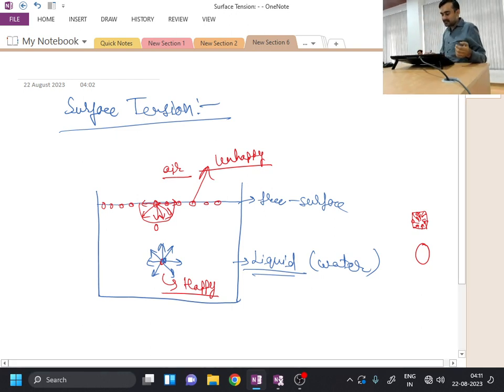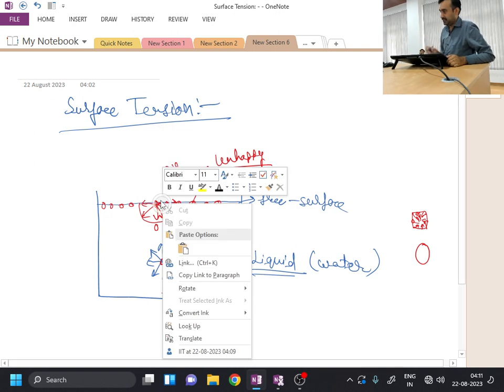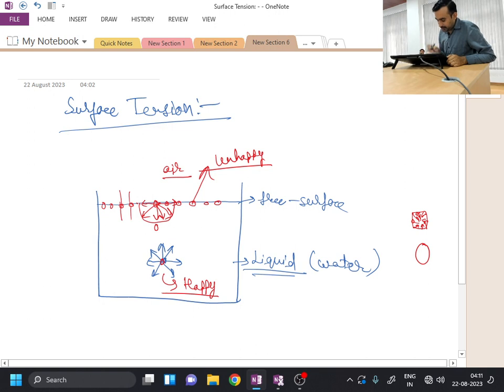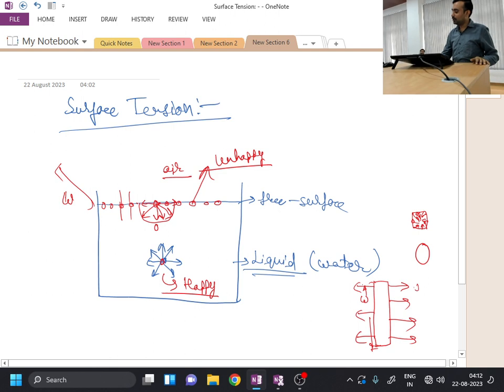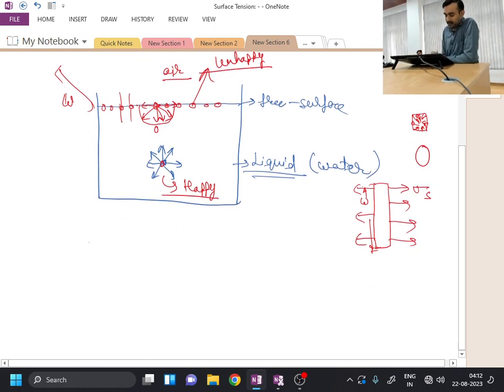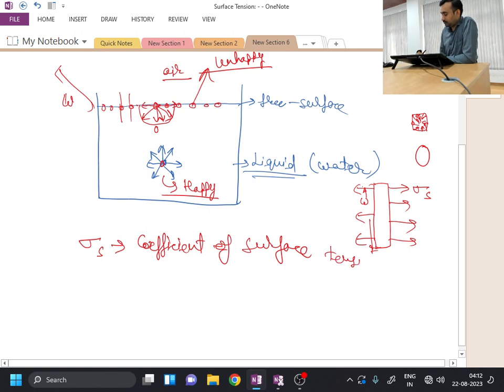Whenever this free surface is in tension, as I told you, this free surface is always in tension. So if I take any cross section normal to this, of course it will have a certain amount of width w. If I take any fluid element at the free surface which has width w, it is subjected to a constant amount of force parallel to this surface, and this force is represented in terms of some coefficient sigma s. Here sigma s is called the coefficient of surface tension, or simply surface tension.